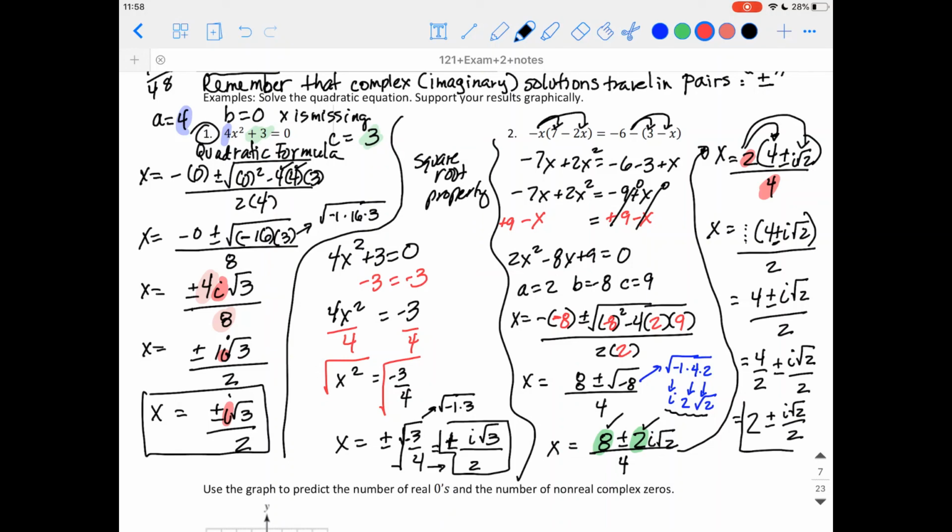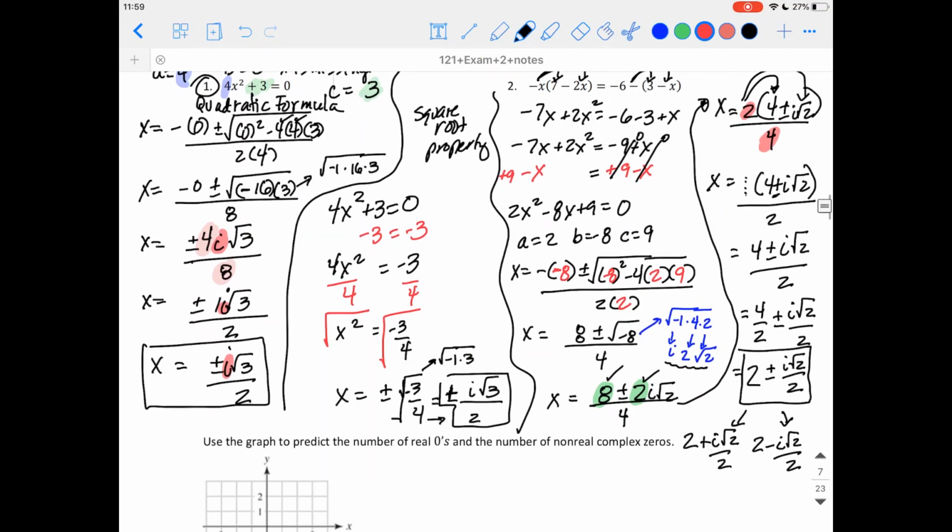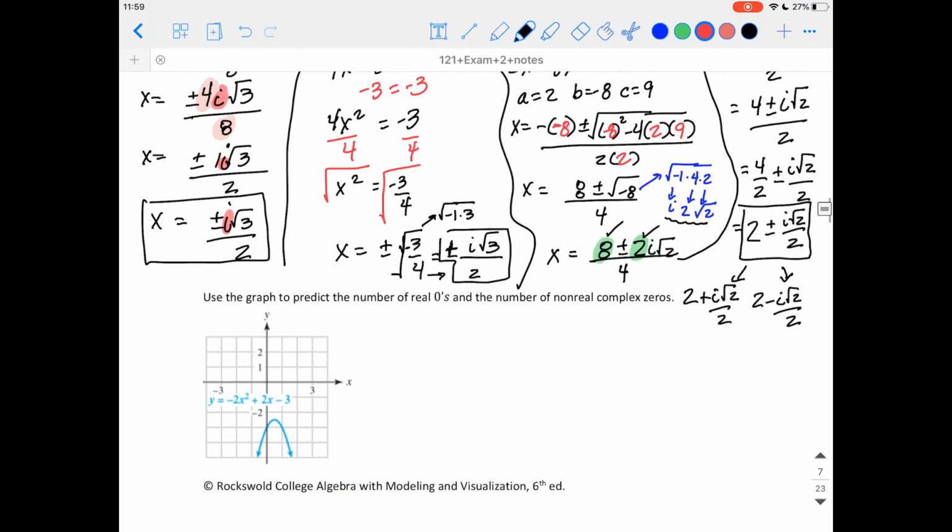And so how many answers do we have? We have 2 answers, because of the plus minus. So let me show them to you here. It's 2 plus i square root of 2 over 2. And the other one is 2 minus i square root of 2 over 2. And our last question here, it says use the graph to predict the number of real zeros and the number of non-real complex zeros. So non-real complex zeros is a big name for the imaginary ones.